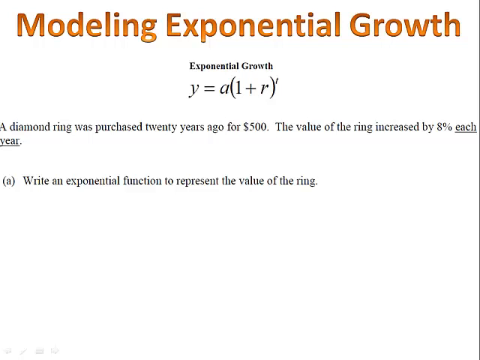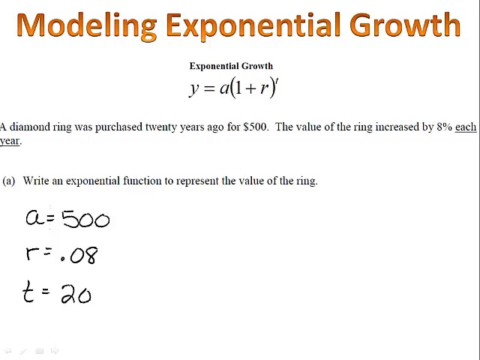The first thing I should do is identify the variables. A, the initial amount, is $500. R, the rate of growth, is 8%, so 0.08. T, the amount of time, is 20. We're looking at 20 years.